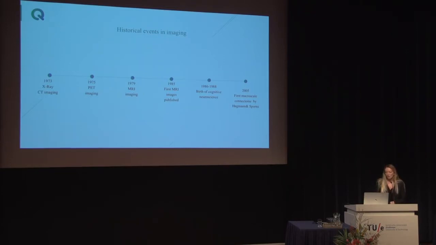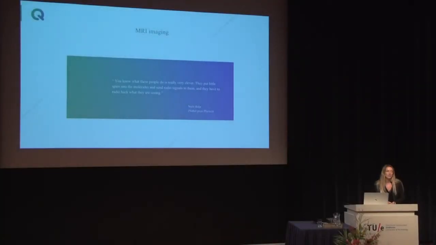If I try to explain MRI in one sentence, it would be very difficult, and especially NMR physics. I'm sure that there are people who are much better than me. But I want to quote Niels Bohr, a Nobel Prize physicist, who said, when MRI was born, what these people do is really very clever. They put little spin into the molecules and send radio signals to them. And they have to radio back what they're seeing. Basically, it's an oversimplification, but the MRI scanner is radioing back some kind of signal that we then convert into an image, and then we can do not only powerful visualization, but also a lot of quantitative measurements.